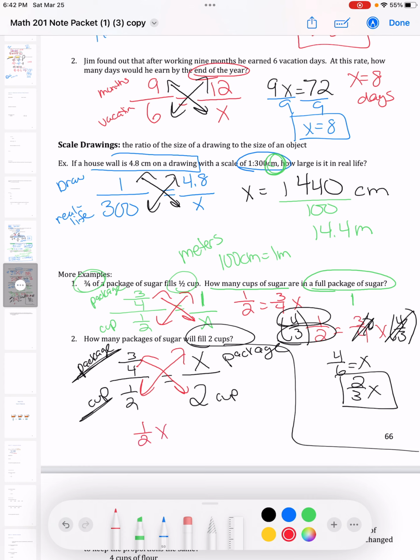I would get 1/2 x is equal to 2 times 3/4. Well, 2 times 3/4 is 6/4. You can reduce that down now if you want to, or later, however you might want to do it. I'll do that same reciprocal just so you can see another one. You don't have to. You could divide the fractions as well, but the reciprocal of 1/2 is 2/1. That's going to give me 12/4, which is 3, and this one was packages. So 3 whole packages.